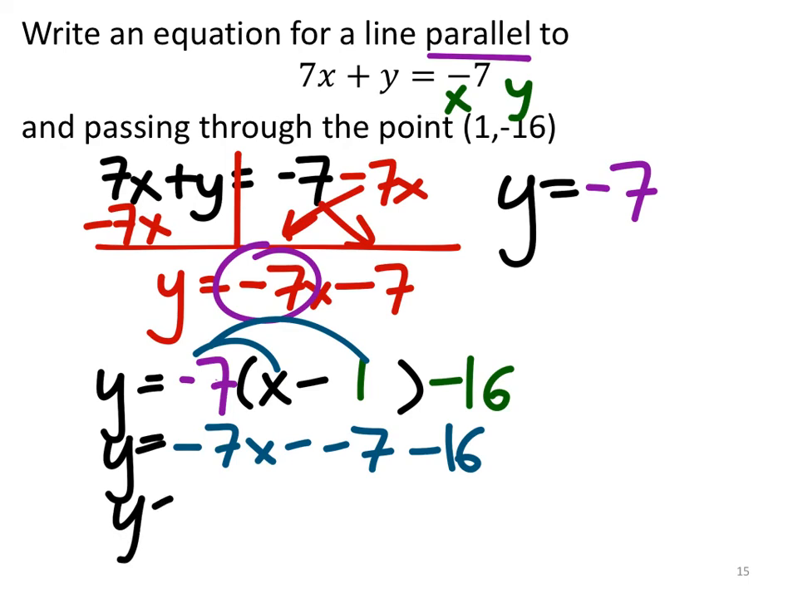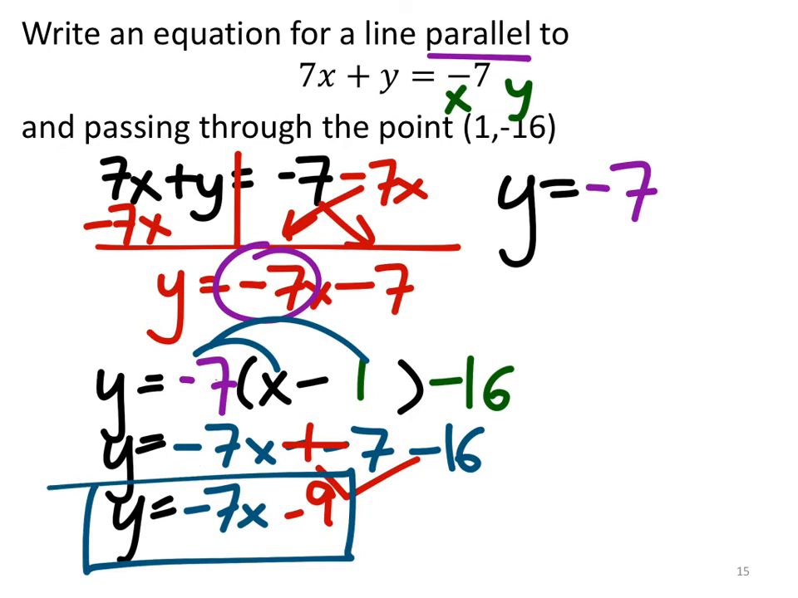So y equals -7x, and we'll combine our like terms there. That's going to be plus right there, by the way. 7 minus 16, -9. And we did it. We found the equation of a line that's parallel to 7x plus y equals -7, and it also goes through the point 1, -16.